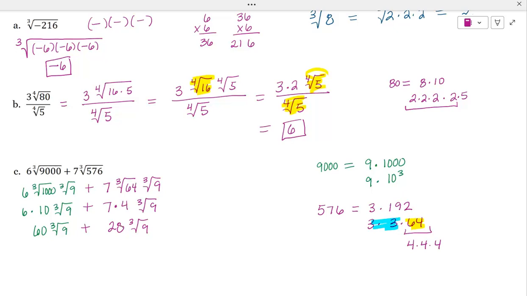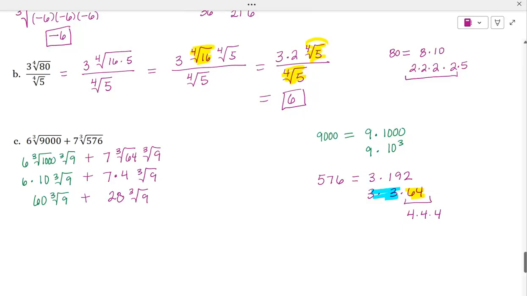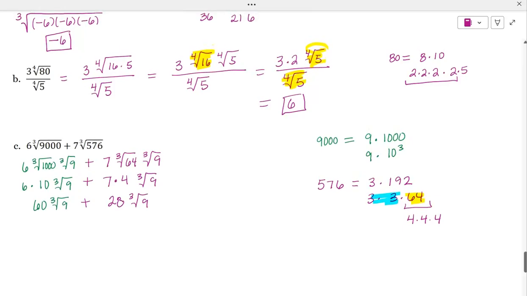Now I've got like terms because the cube roots of 9 are the same. That can't be simplified anymore. So then I'll just add 60 and 28 to get a final answer of 88 times the cube root of 9.